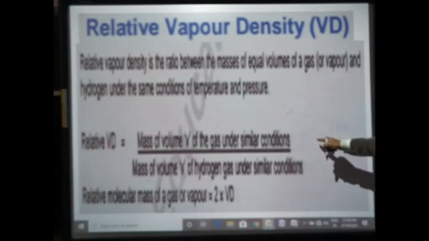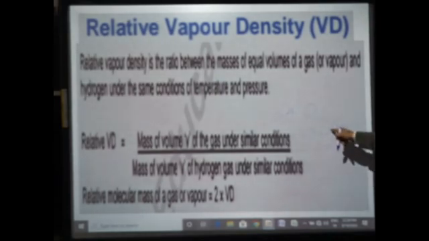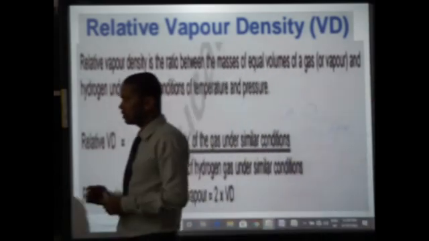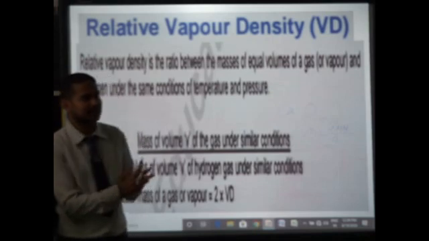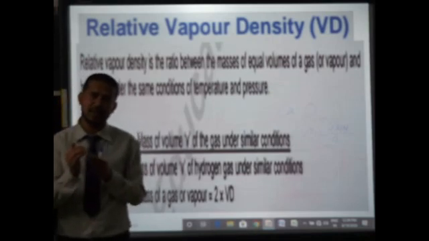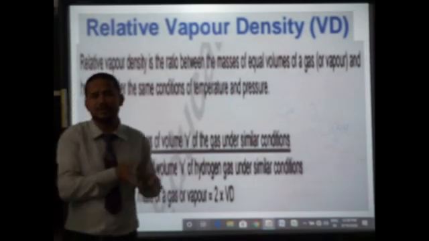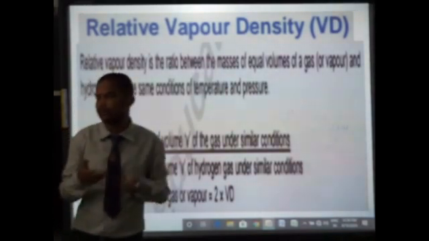So vapor density is equal to relative molecular mass of gas by 2, and relative molecular mass of gas is equal to 2 into vapor density. So this is the formula, and I'm giving this formula today only so that you can prepare for the next class, because all these formulas will be used in the days to come.